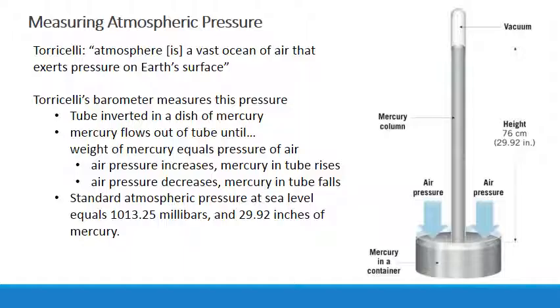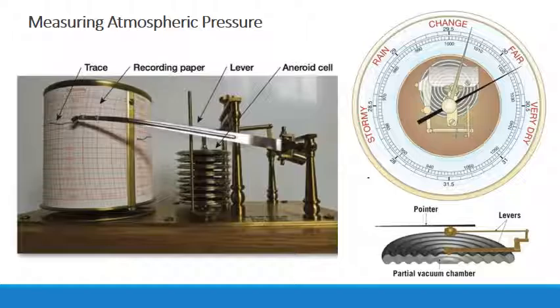Standard atmospheric pressure at sea level, again, 1,013.25 millibars and 29.92 inches of mercury. The need for a smaller and more portable instrument for measuring atmospheric pressure led to the development of the aneroid barometer. And aneroid just means without liquid.